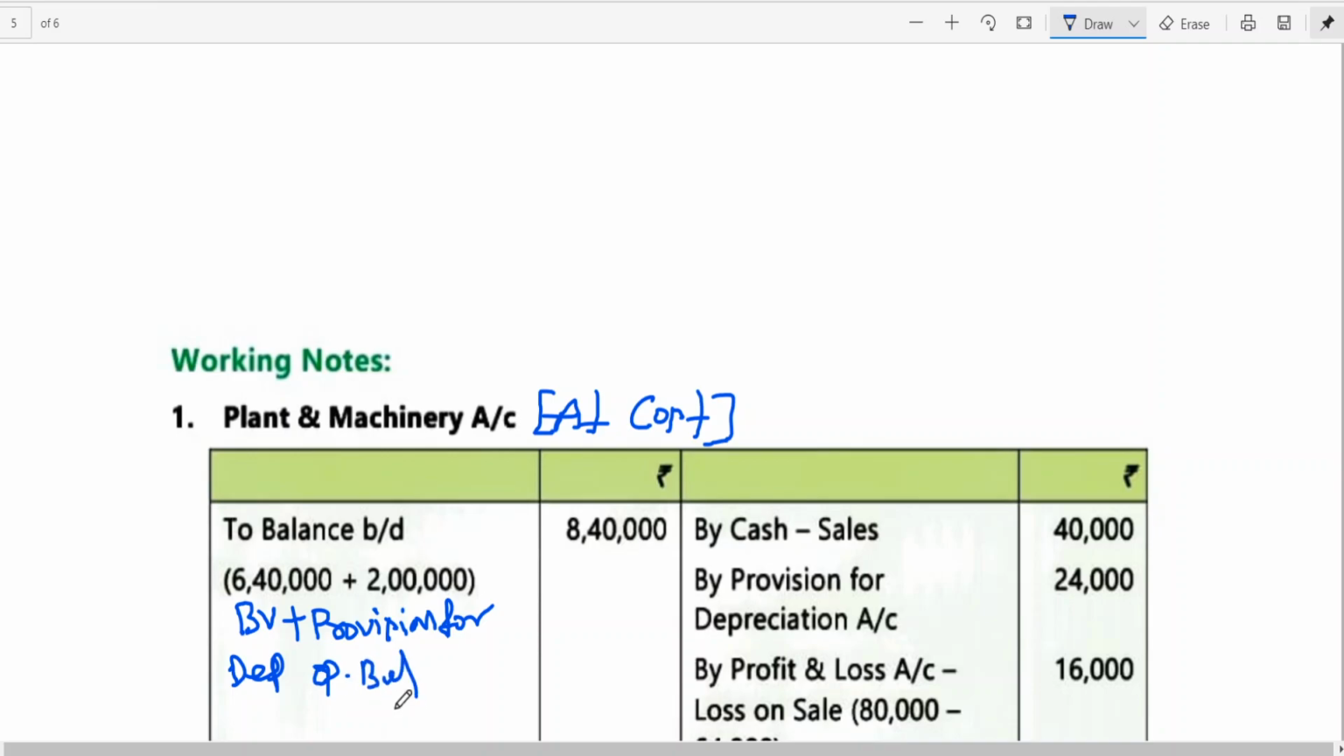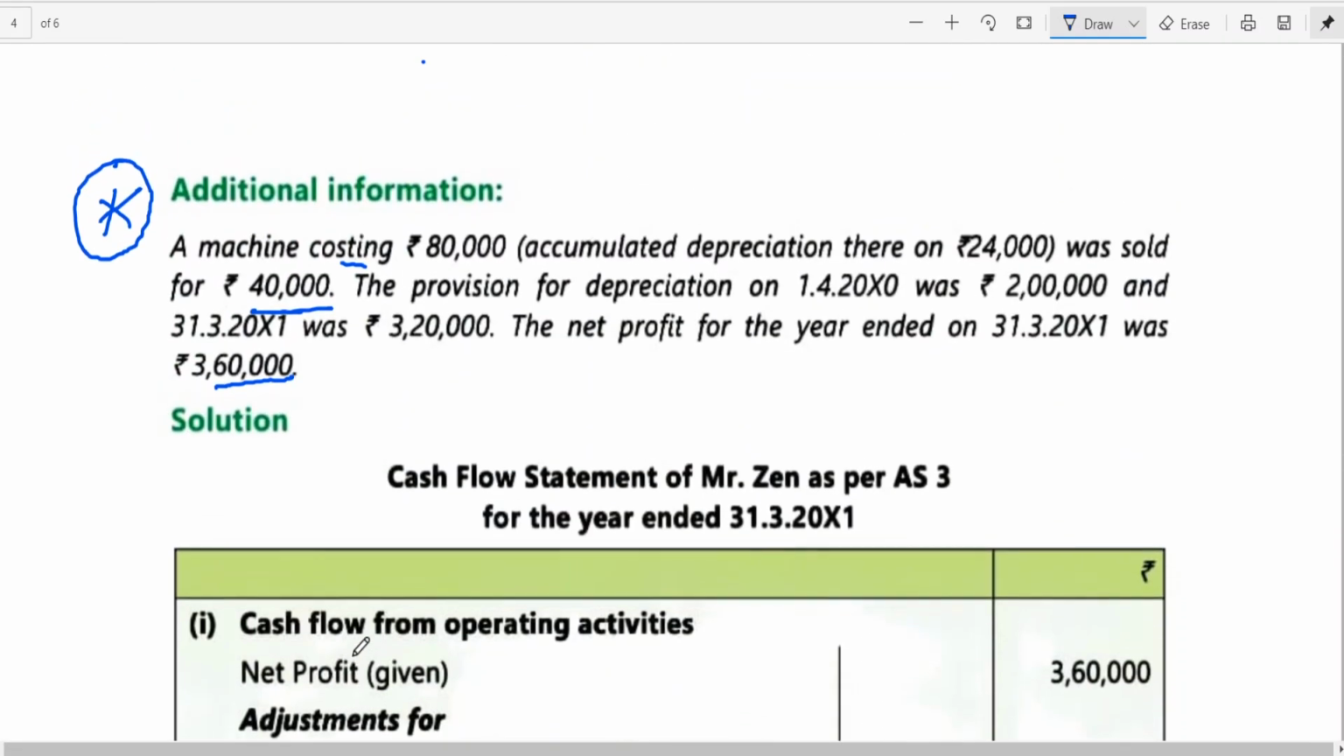Opening balance. You can see that we have here the provision for depreciation on 1/4/2010. Provision for depreciation on 1/4/2010 was 2 lakhs. Provision for depreciation on 31st March, this is opening, this is closing. Is this clear?